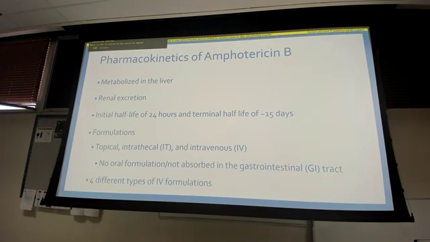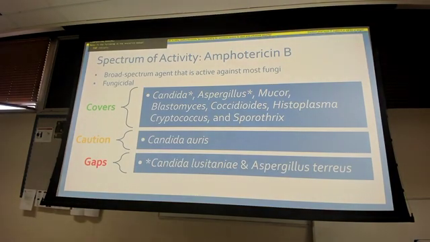With this, we have different types of formulations, so we have to be very specific about which one we're picking, and we'll talk about that in a couple of slides. When we think of amphotericin, we think of broad spectrum coverage, and it is fungicidal, meaning it kills the fungi. If it was static, it would only hinder the replication of the fungal cell. It covers Candida, Aspergillus, Mucor, Blastomyces, tons of different things. We have limited coverage of Candida auris, however that one's not that common. And we have to think about some gaps. There are some Candida and Aspergillus species that are not covered by amphotericin, and that's Candida lusitaniae and Aspergillus terreus.